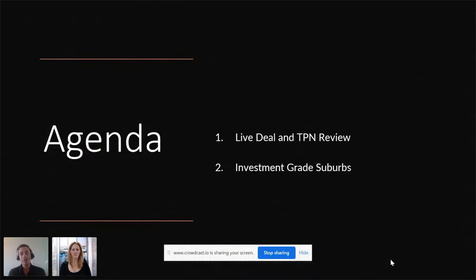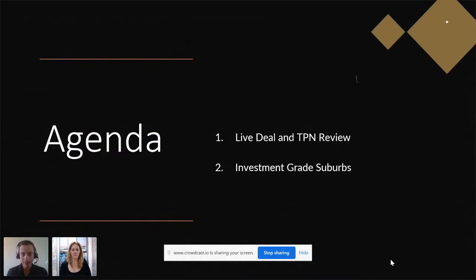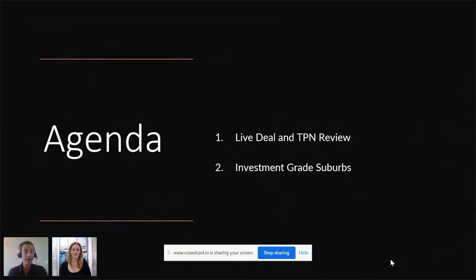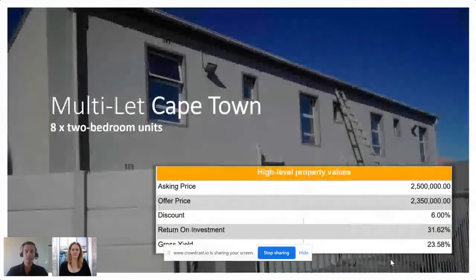And then I'm going to hand over to our guest speaker, Michelle Dickens from TPN, and she's going to take us through a presentation of investment grade suburbs using live real data. So it's going to be a really interesting data driven presentation.